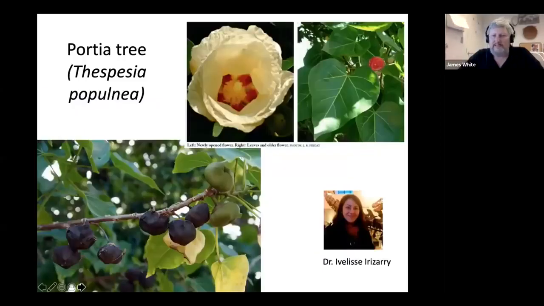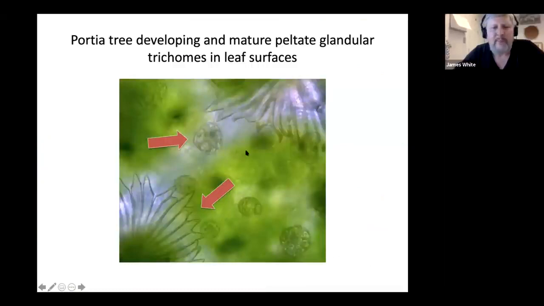And this is one of the plants that we have a little bit more data on. This is one called Portia tree, Thespesia populnea. It's a tropical tree. It grows all around beaches and in very non-fertile areas. This is my graduate student, Dr. Evelisa Rizari, who worked on that. And this is one of the developing leaves of Portia tree. You can see the little glandular trichomes. Actually, the top arrow shows a glandular trichome, and I think these glandular trichomes will grow into the bigger ones. Sometimes, at least, they'll grow into the bigger ones.